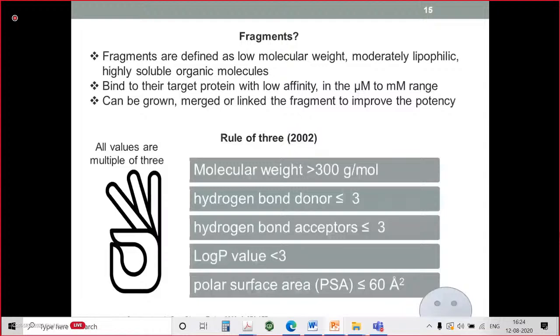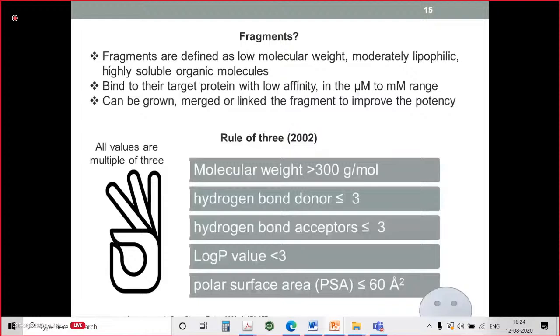So these fragments, as I told you, must have low molecular weight, low lipophilicity, but high water solubility. And they must have low affinity, which can be in the range of millimolar or micromolar. And why is this so important? Because later on we will be connecting the different fragments, and thereafter that may show potent efficacy.